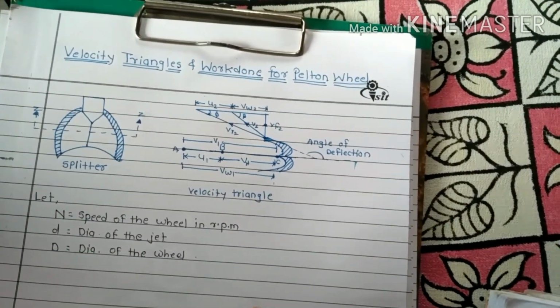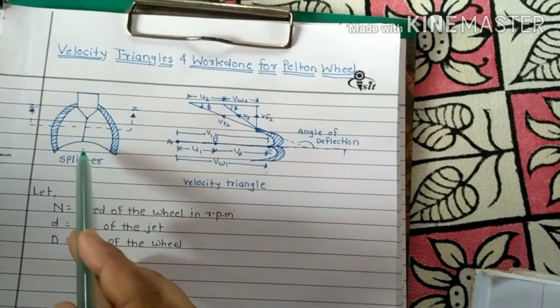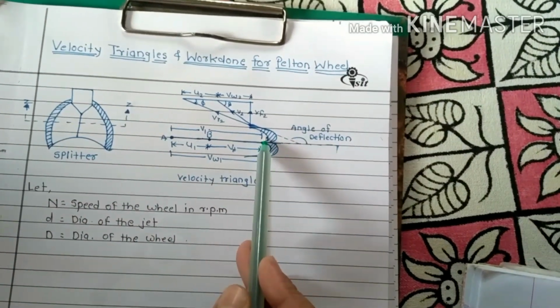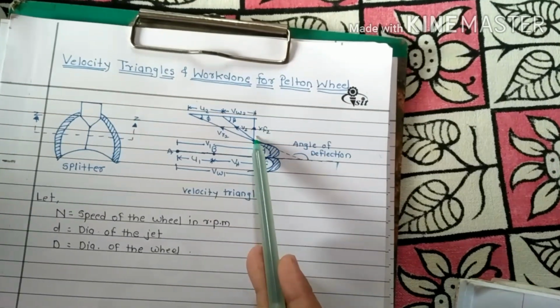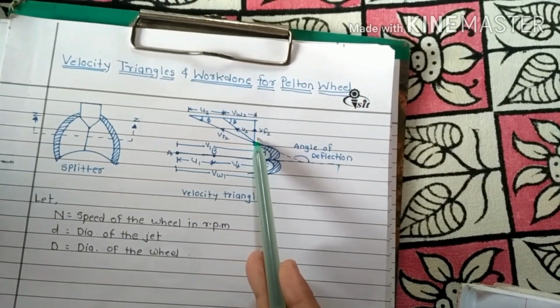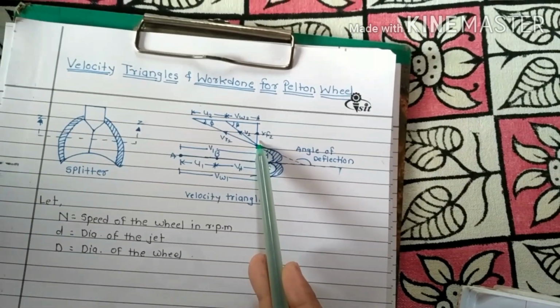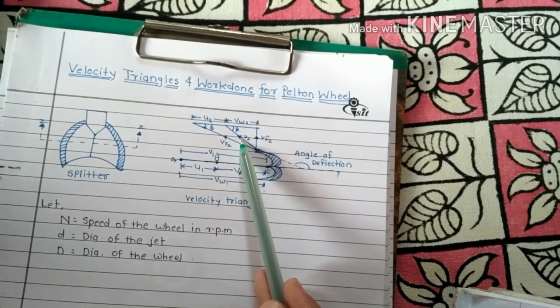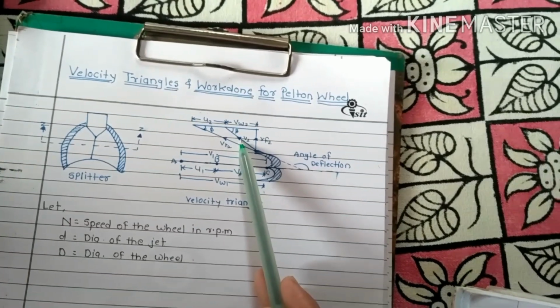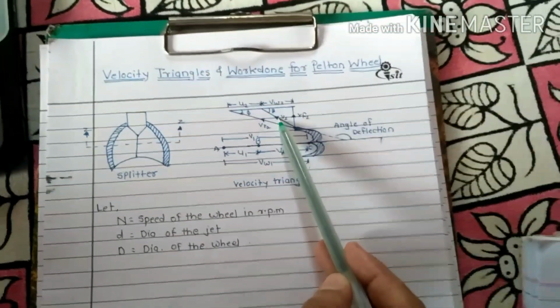Now as shown in the diagram, the splitter is the inlet tip, and the outer edge of the bucket is the outlet tip of the bucket. The inlet velocity triangle is drawn at the splitter, and the outlet velocity triangle is drawn at the outer edge of the bucket by the same method as we have seen earlier.